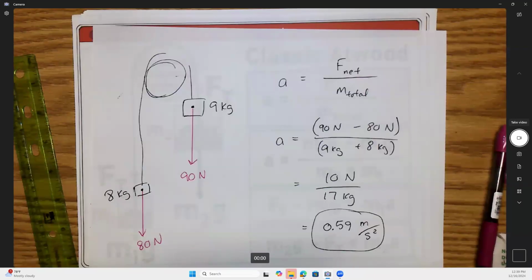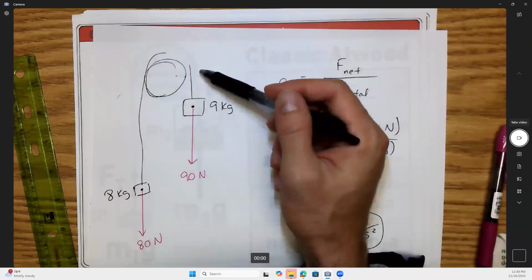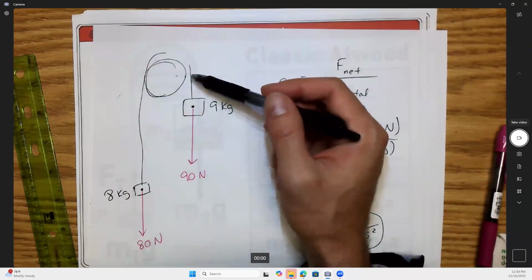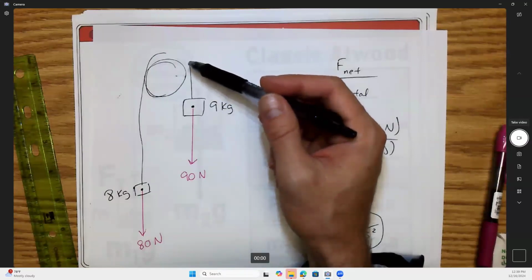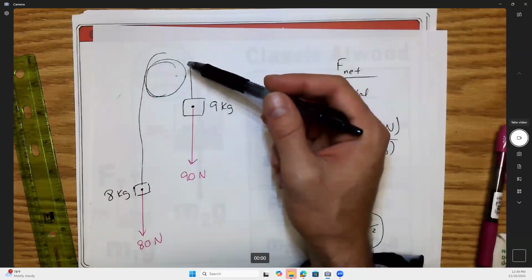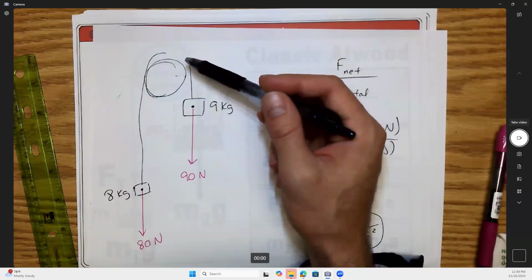Oh. I got a sort of follow-up question for you guys. Do you guys think the string, this connecting string, has some tension in it? Could the tension in the string be 500 newtons? Or is that way too much? I think it's way too much. Could it be 10 newtons? I think it's way too small.